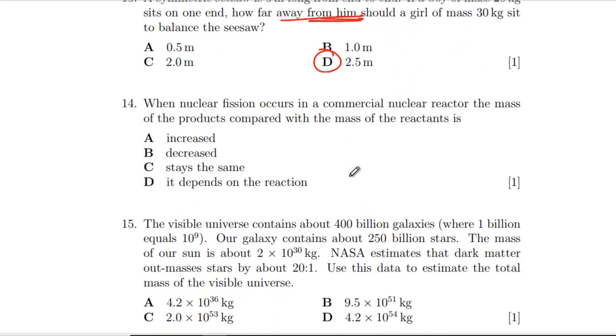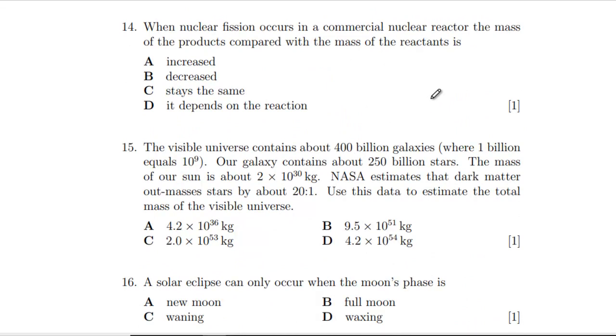All right, question 14. When nuclear fission occurs in a commercial nuclear reactor, the mass of the products compared with the mass of the reactants is, well, it's got to decrease because that's where we're getting the energy release from. That difference is the mass defect, which is the energy release, so it's going to be B.